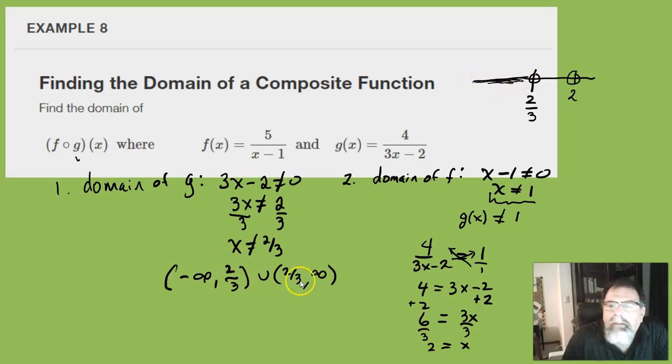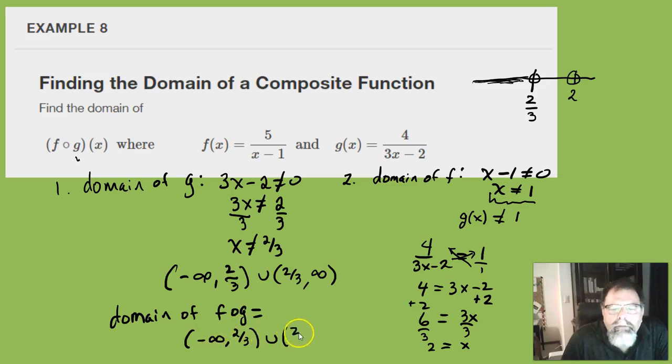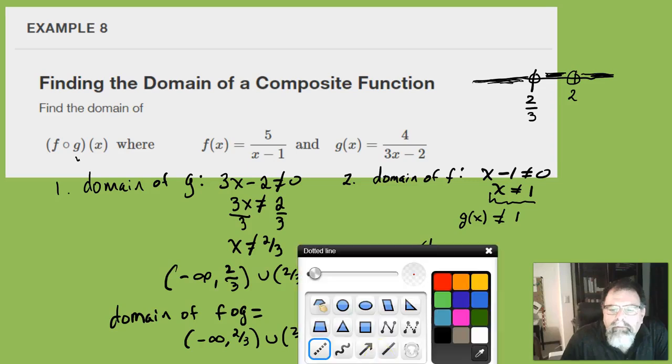So now our domain for the composition is these 3 pieces. So the domain of F composed with G is equal to negative infinity to 2/3, union 2/3 to 2, union 2 to infinity. And that will be my answer right there.